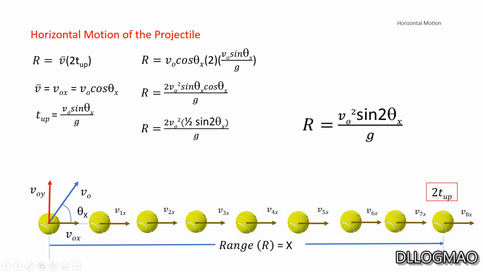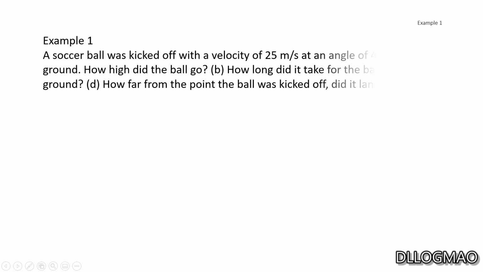Let's have the first example problem. A soccer ball was kicked off with a velocity of 25 meters per second at an angle of 40 degrees from the ground. How high did the ball go? How long did it take for the ball to fall to the ground? How far from the point the ball was kicked off did it land?